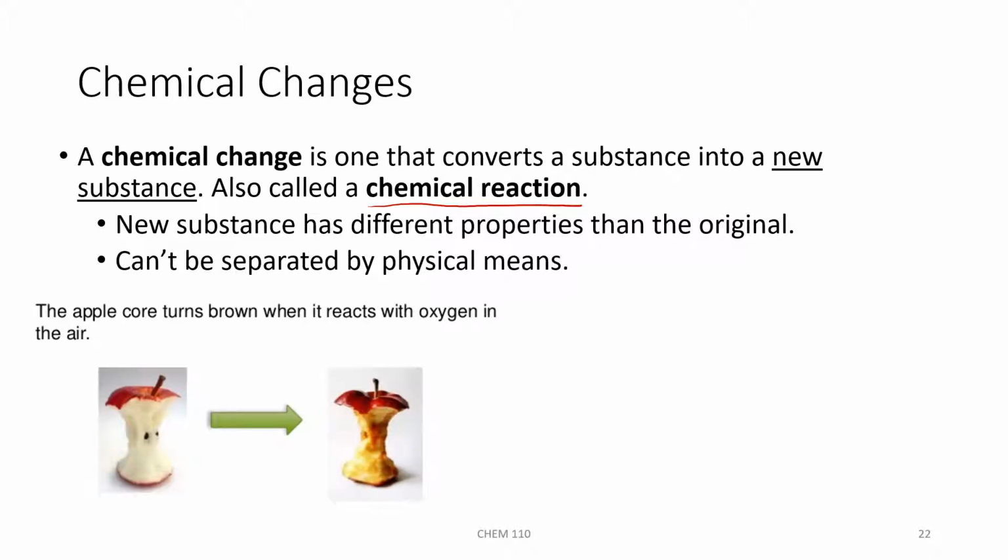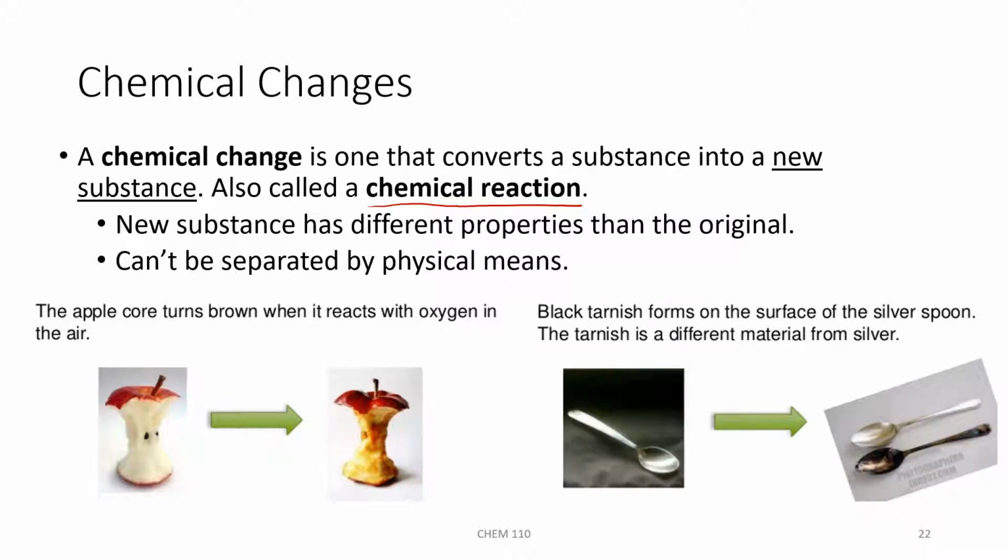Some examples of chemical changes: if you leave some fruit out and the oxygen in the air reacts with it, it becomes oxidized. You can see that by the color change in the apple core. A silver spoon will tarnish over time, and it has different properties than it did when it was just the pure silver.